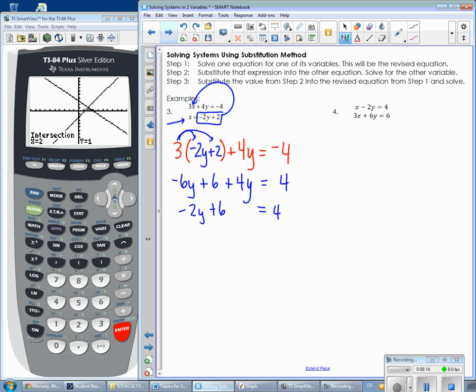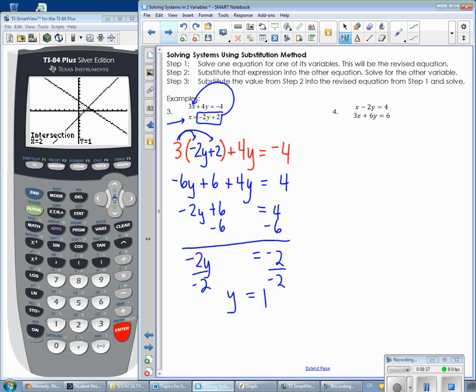So I'm going to undo my addition first by subtracting 6 from both sides, and that's going to leave me with a negative 2y equals a negative 2. And now finally, I can divide both sides by negative 2. And remember, with multiplication and division, you're not changing the signs. So I'm almost there. I've now determined that the value of y is equivalent to 1.